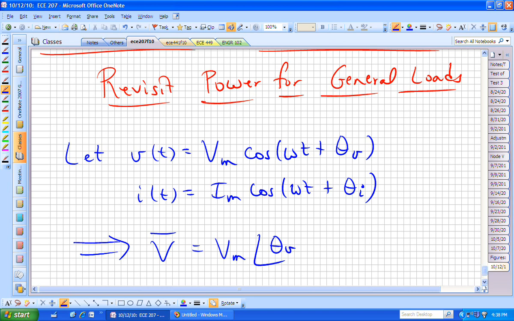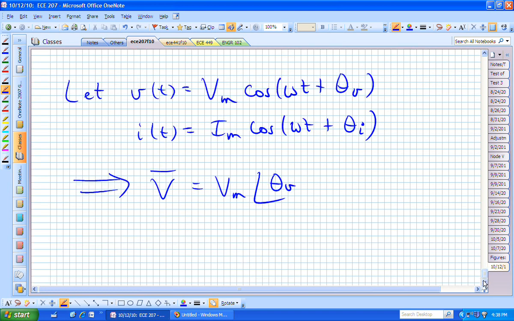That's the phasor form of V, magnitude at an angle. And they're both already cosine, so we can just write down their magnitudes and angles.